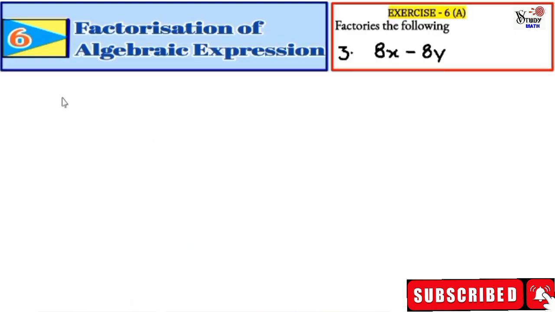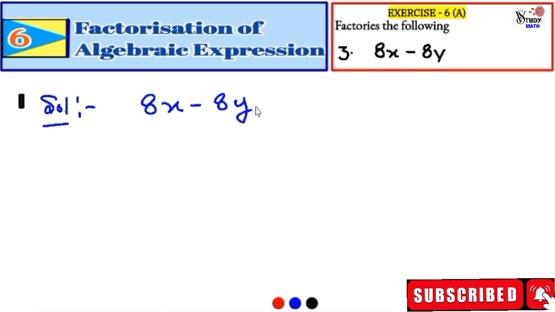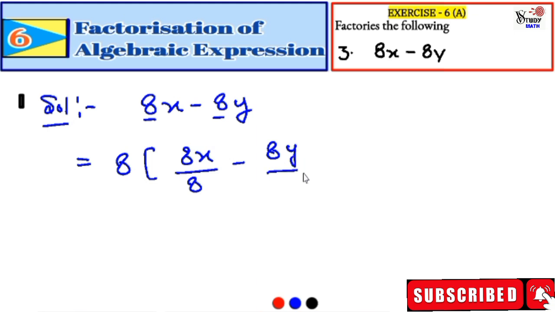The problem number 3 from S Chand book, chapter number 6, Algebraic Expression, Factorization of Algebraic Expression. Let's do the solution of problem number 3. Problem number 3 is that we have 8x minus 8y. Here you can see that this 8 and this 8 are common in both the terms. So we take 8 as common, and now we write 8x divided by 8, and 8y divided by 8.